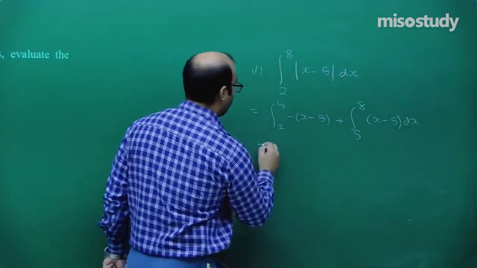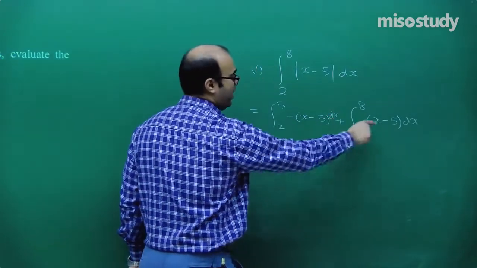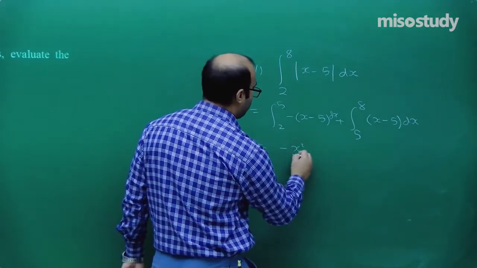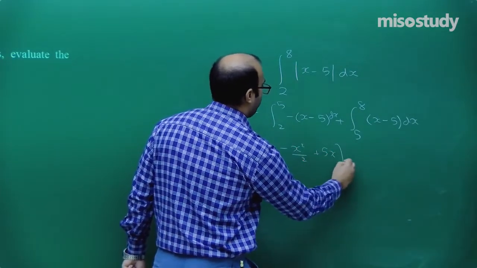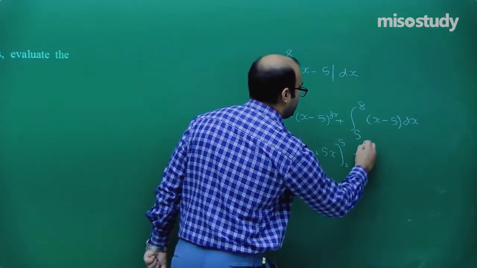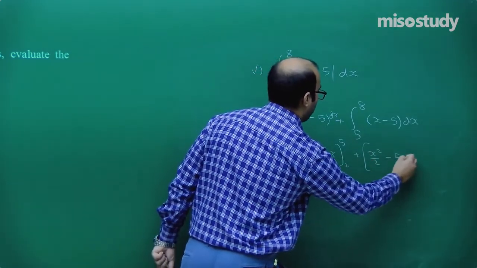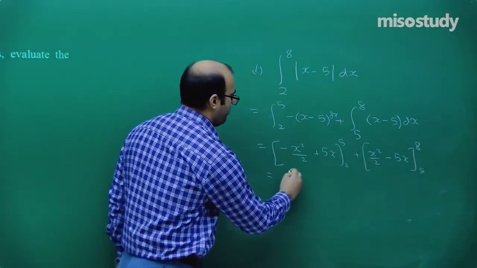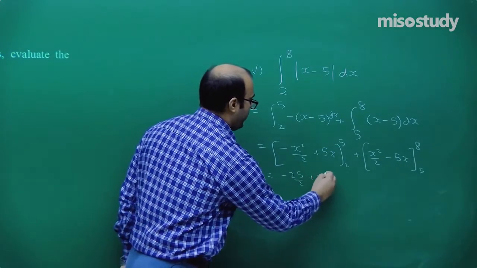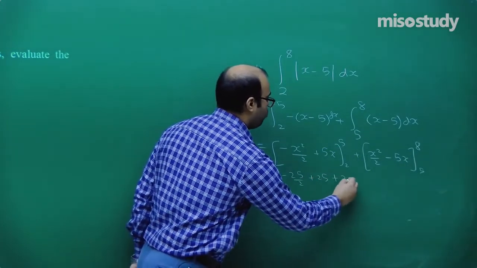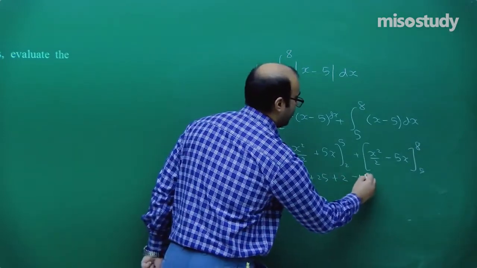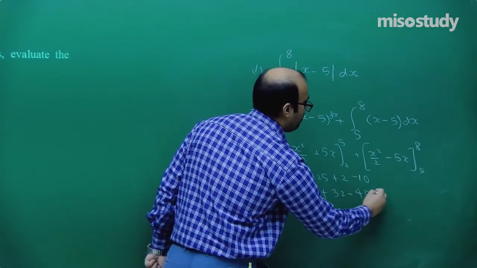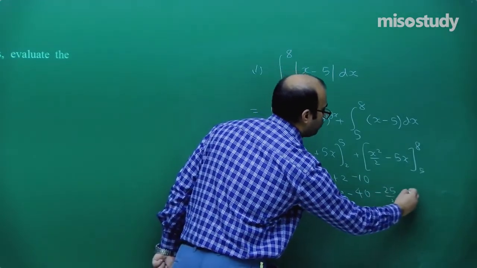Now we will integrate as we know. Here we have again applied the third property which we studied. So this will become -(x square by 2 - 5x) from 2 to 5 plus (x square by 2 - 5x) from 5 to 8. Put the limits. This will become -25 by 2 + 25 + 2 - 10, plus 32 - 40 - 25 by 2 + 25.